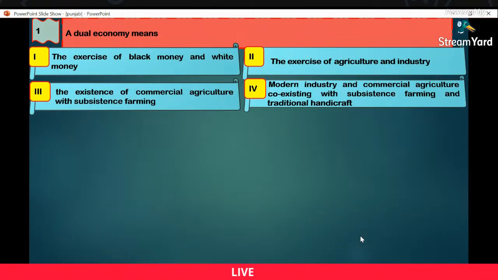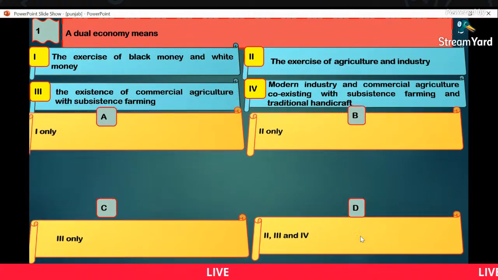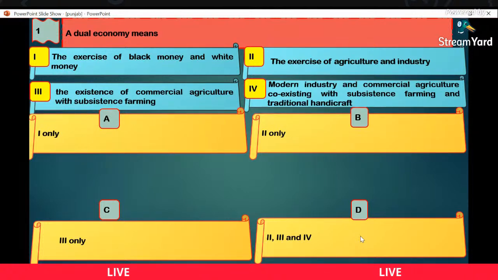Some questions are based on GK. A dual economy means: first, the existence of lack of money and white money; second, the existence of agriculture and industry; third, the existence of commercial agriculture with subsistence farming; fourth, modern industry and commercial agriculture coexisting with subsistence farming and traditional handicraft.